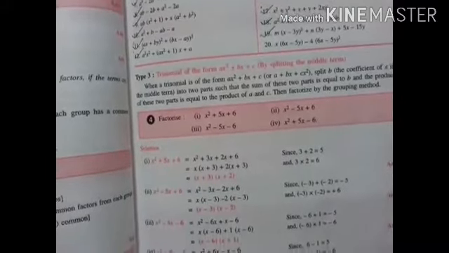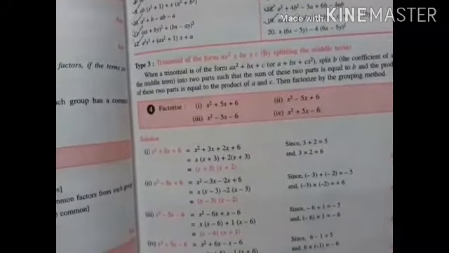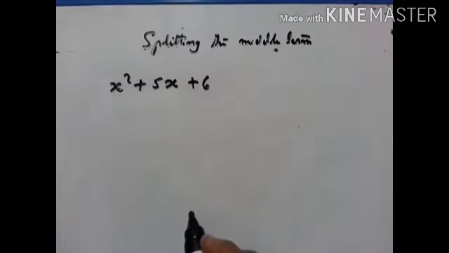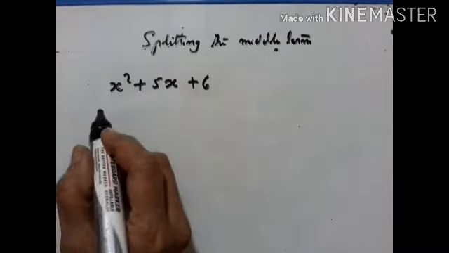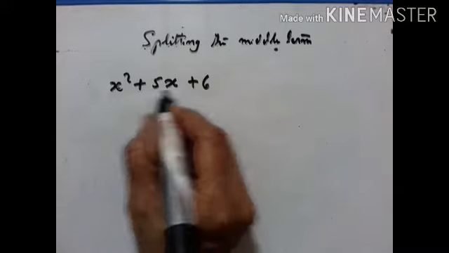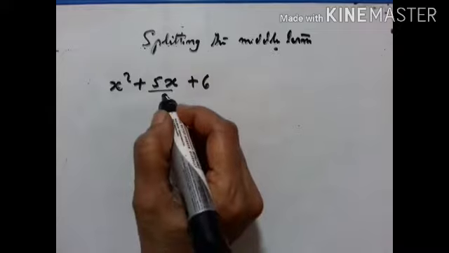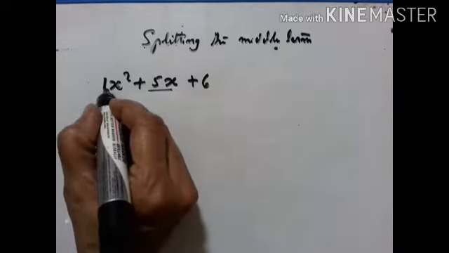Factorization. Before going to exercise 5b, let us solve some example sums. x squared plus 5x plus 6. This is type 3. We have to factorize this by splitting the middle term. How to split the middle term? Here the coefficient is equal to 1.